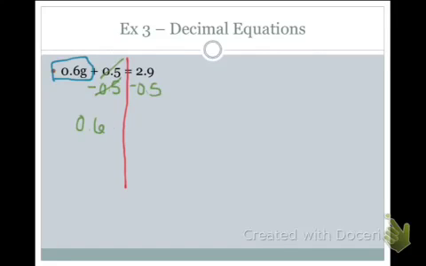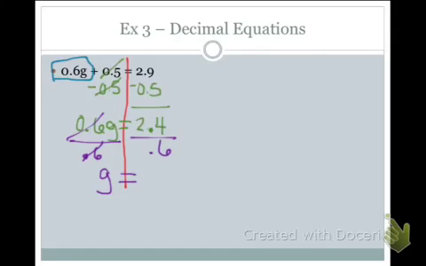So on the left I have 0.6g, and on the right hand side, the key thing to remember about adding and subtracting with decimals is that you line them up. Think of my last name. So when I subtract 0.5 from 2.9, I end up with a positive 2.4. Now that I have variable term on one side, numerical term on the other, I just divide by 0.6. So my g is all by itself, and if I take 2.4 and divide it by 0.6, I end up with a beautiful number 4.